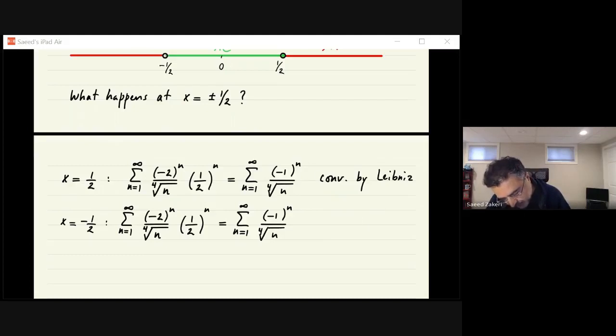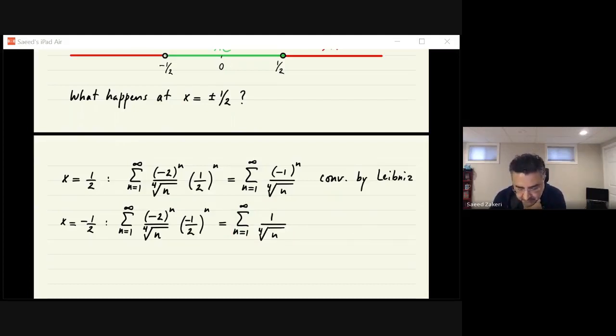So here what you have is minus, and now minus 1/2 to the power n and minus 2 to the power n completely cancel out, and you have only 1 here on the top. Now, can you tell me the fate of this infinite series? What is it? Convergent or divergent?